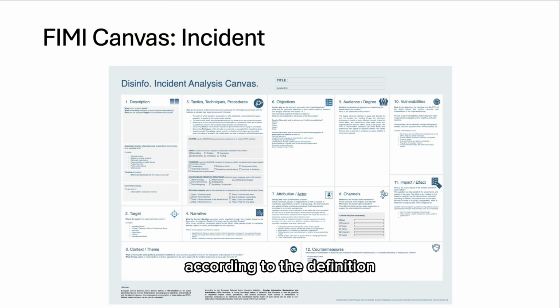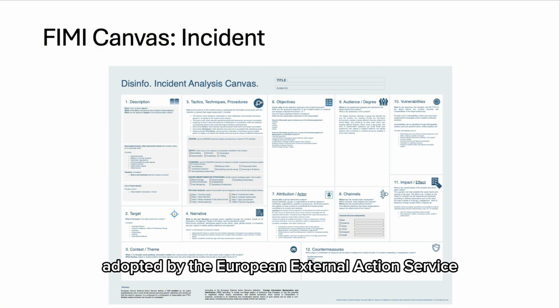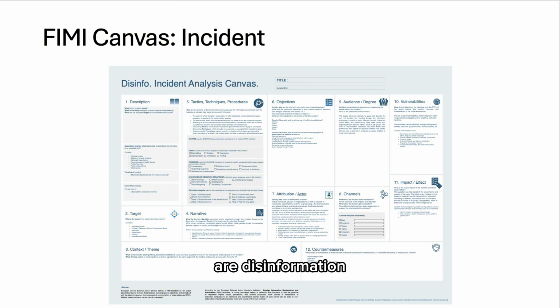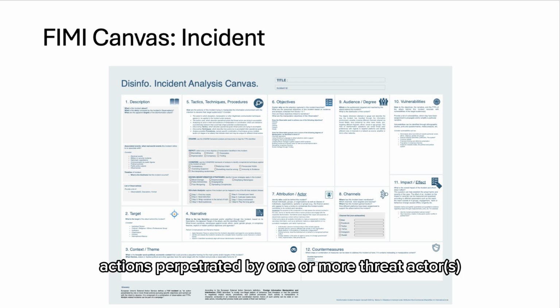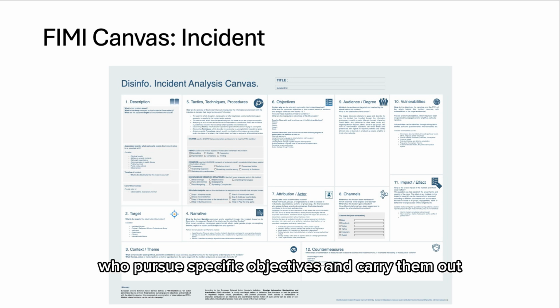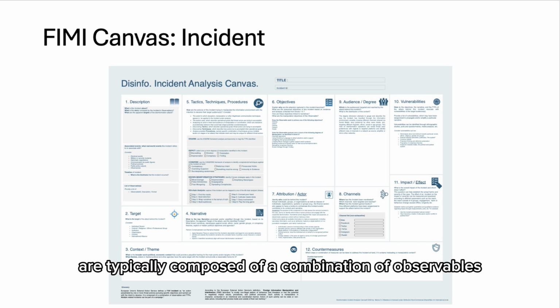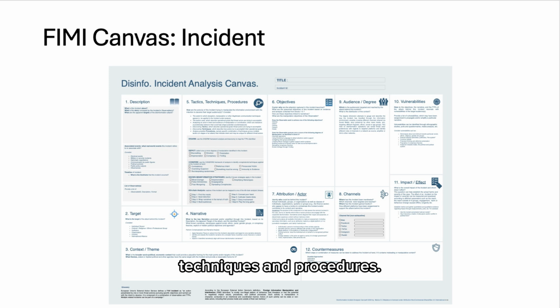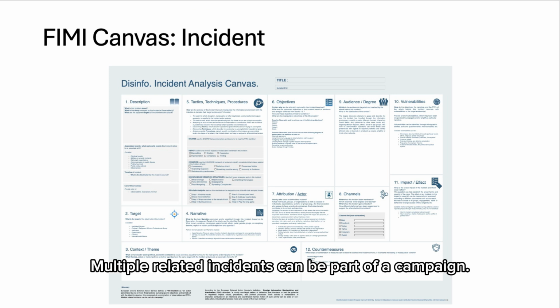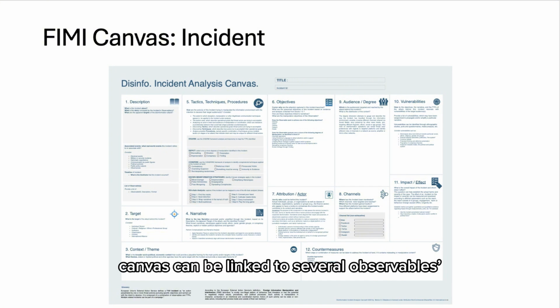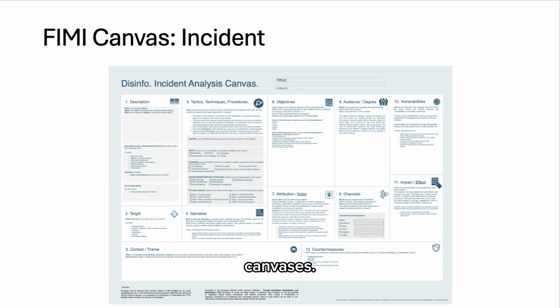The second canvas is designed to help in the analysis and documentation of information about incidents, which, according to the definition adopted by the European External Action Service, are disinformation actions perpetrated by one or more threat actors who pursue specific objectives and carry them out with the intent to deceive. Incidents are typically composed of a combination of observables and tactics, techniques, and procedures. Multiple related incidents can be part of a campaign. An incident canvas can be linked to several observables canvases.